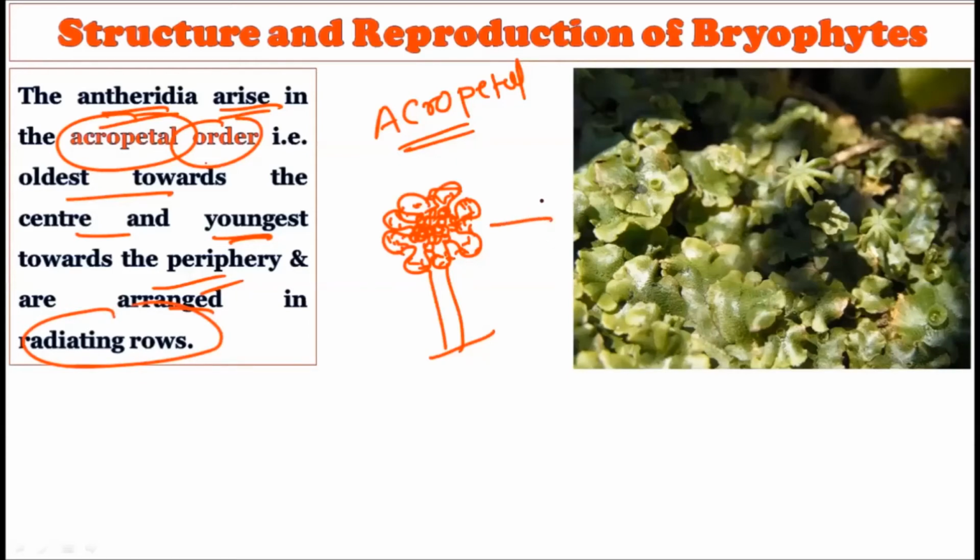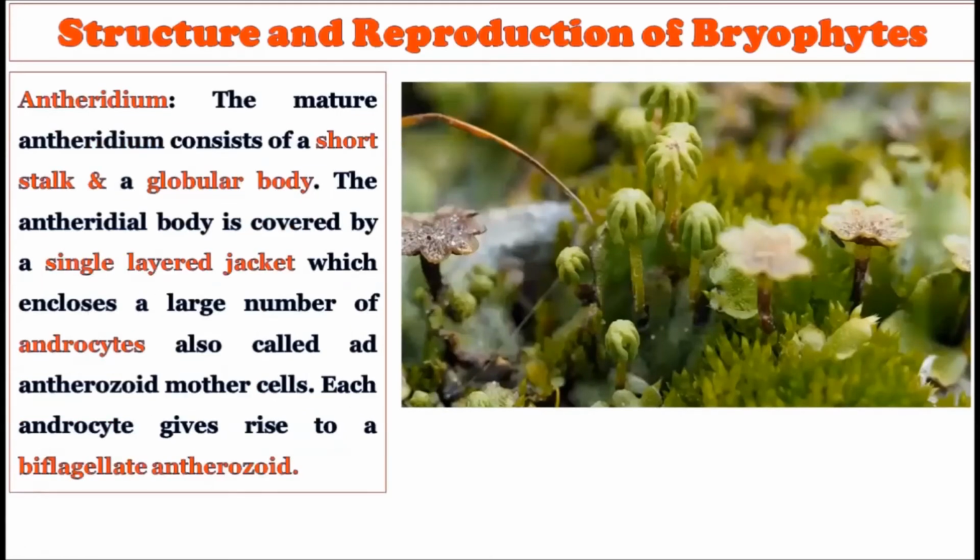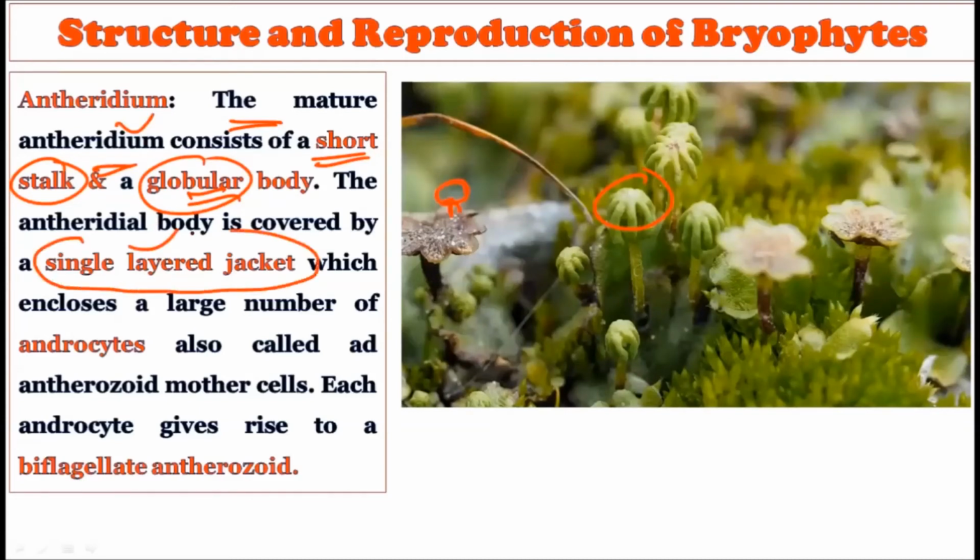That is the antheridiophore, which is made up of a stalk-like structure plus an 8-lobe disc-like structure. This shows the acropetal order of the antheridia, and when they mature, they form a globular body and also show a very short stalk. See the mature antheridium inside this antheridiophore: it consists of a very short stalk and a globular body, just like this. This type of antheridium is formed inside this antheridiophore.